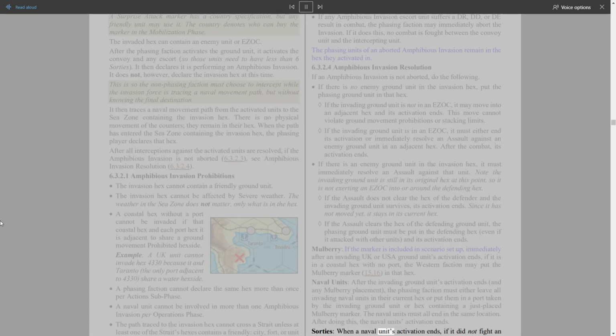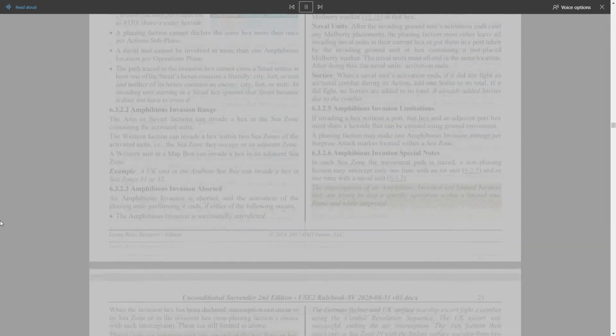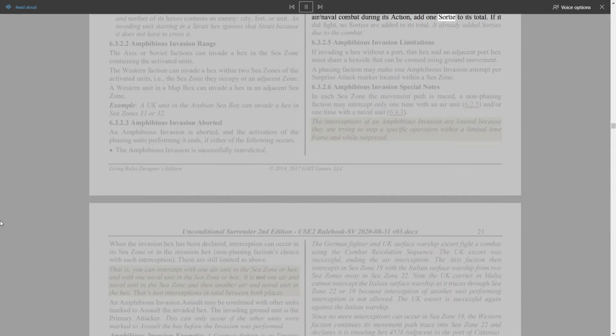Sorties: when a naval unit's activation ends, if it did not fight an air-to-naval combat during its action, add 1 sortie to its total. If it did fight, no sorties are added to its total. It already added sorties due to the combat. 6.3.2.5 Amphibious Invasion Limitations. If invading a hex without a port, that hex and an adjacent port hex must share a hexside that can be crossed using ground movement. A phasing faction may make one amphibious invasion attempt per surprise attack marker located within a sea zone.